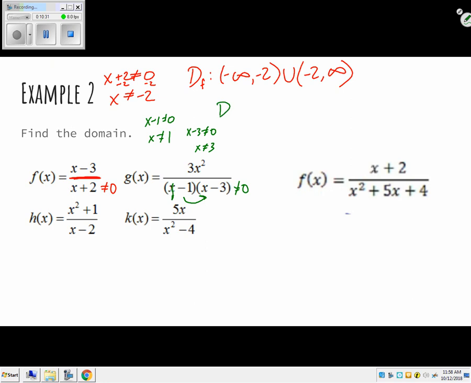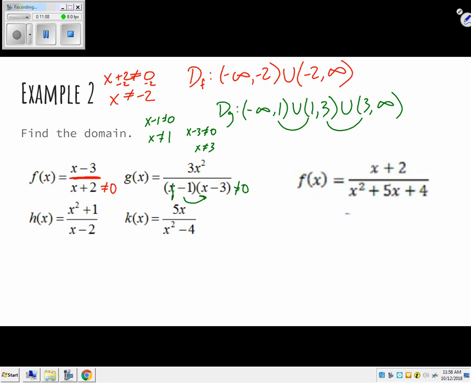So my domain for g is just a little bit longer. It's going to be anything from negative infinity up until 1, union with everything from 1 to 3. I run into another bump at 3. I'm not allowed to touch 3 because that would make the bottom 0. And then anything from 3 to infinity, I'm good to plug in. So it still is negative infinity to infinity. I just have to cut out the values of 1 and 3.